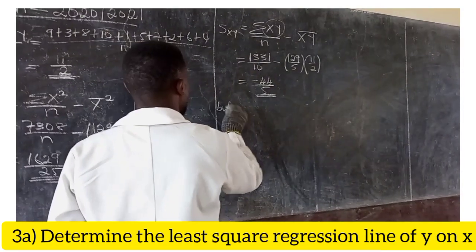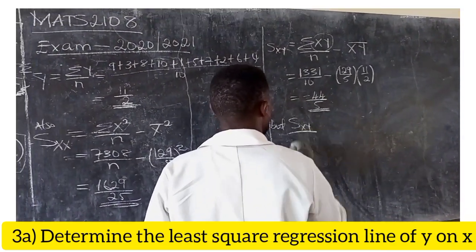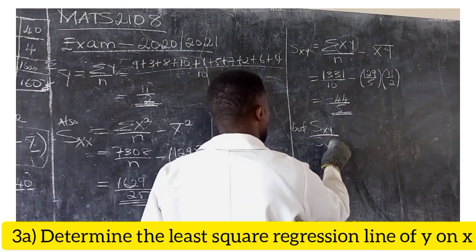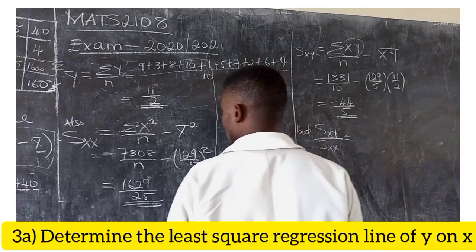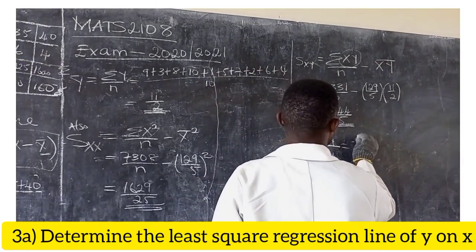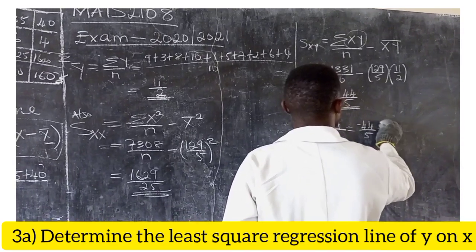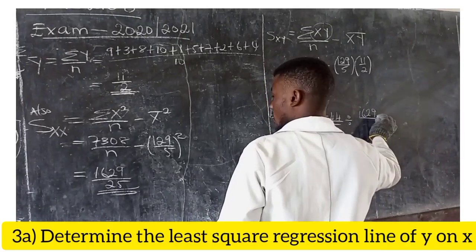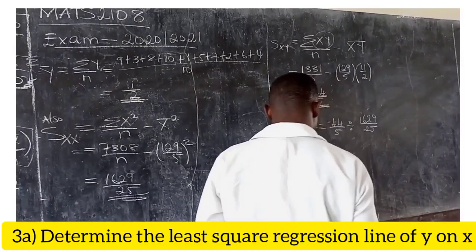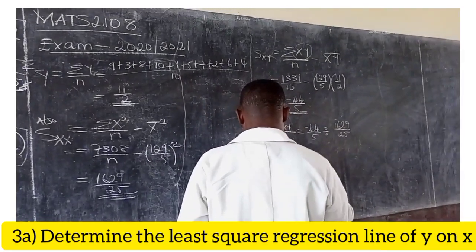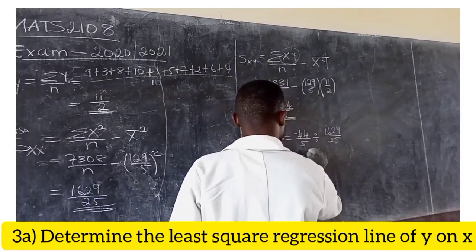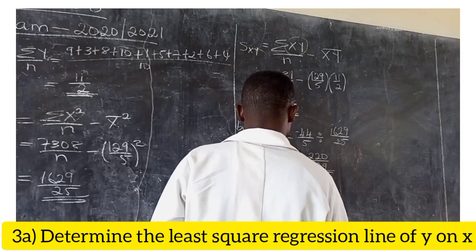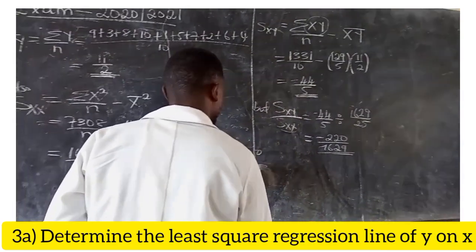But before we do so, let's first of all find the quotient of this division. That means the covariance divided by the variance of x is equal to what? We know that this is the covariance, which is negative 4 on 5 divided by the variance. The variance is 1629 divided by 25. So we simplify this correctly, it gives us negative 220 on 1629.